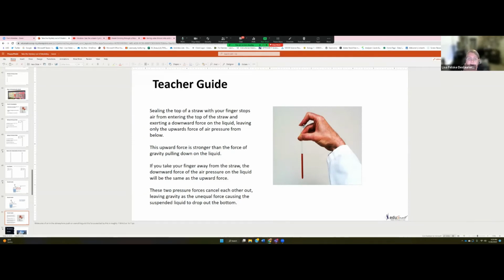But if you take your finger off the top of the straw or you poke a hole in the straw, air can get in the straw, and now it can also push down. So you have air pushing down and gravity pushing down and only air pressure pushing up. And those are unequal forces. Everyone understand? Did I lose anybody here?